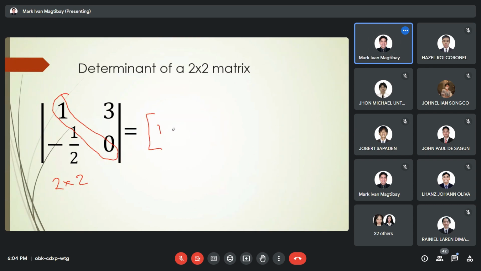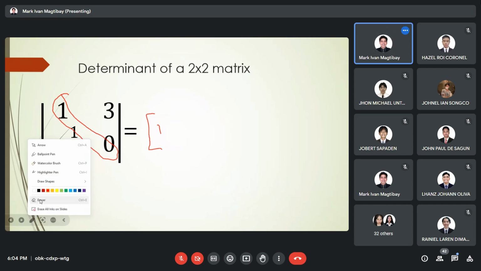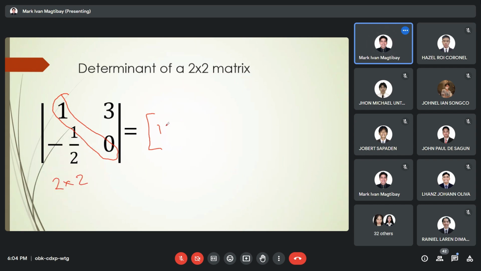Okay? So, this would be, ulit, 1 times 0 minus this particular diagonal po natin, negative 0.5 times 3 po natin. Okay? Then yung makukuha po natin diyan would be the value of your determinant.